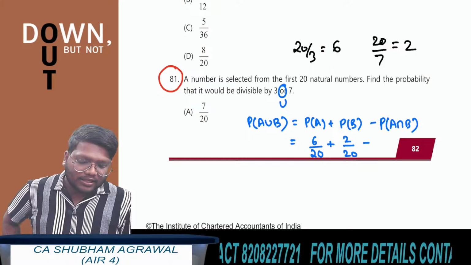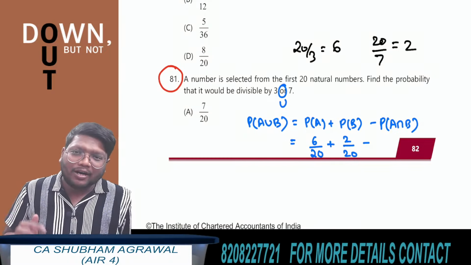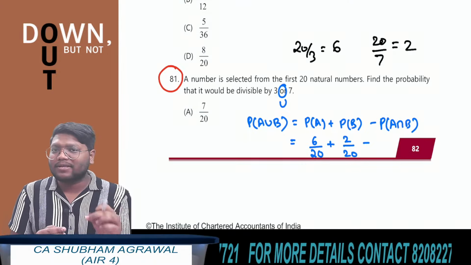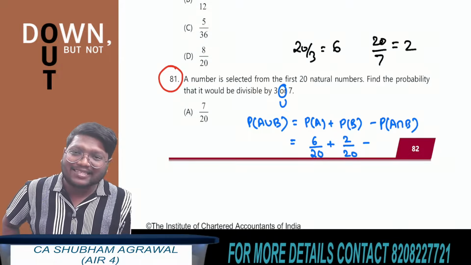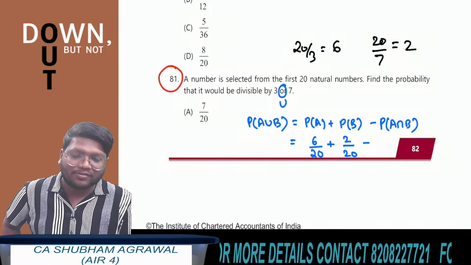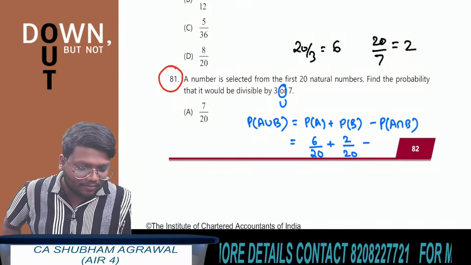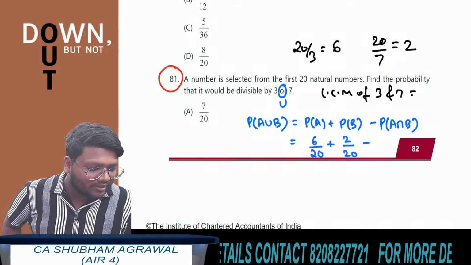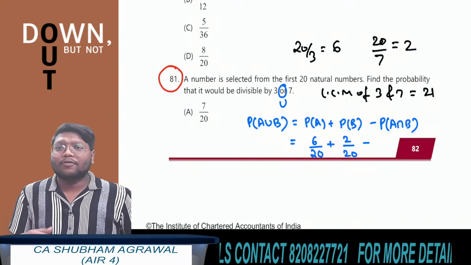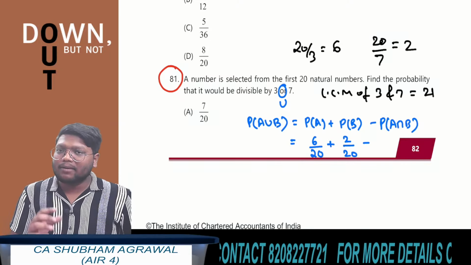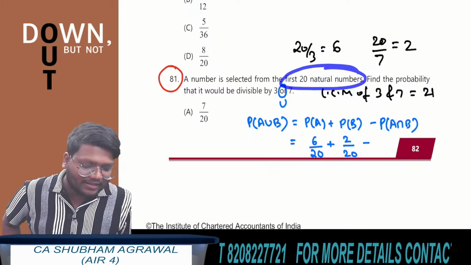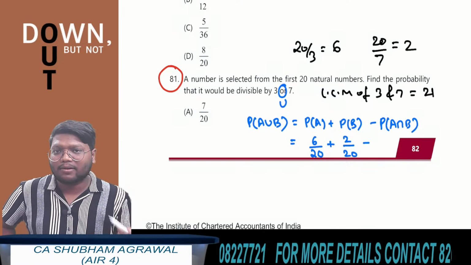Okay. Now see, the first natural number which is divisible by both 3 as well as 7 is 3 multiplied by 7, 21. You have to find the LCM of 3 and 7. And what is the LCM of 3 and 7? 21. So definitely in the first 20 natural numbers there is no number which is divisible by both 3 as well as 7.